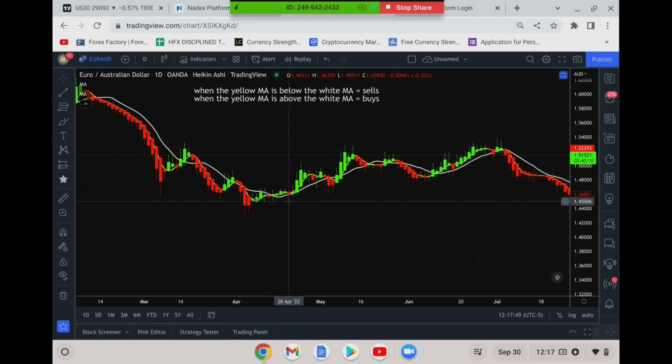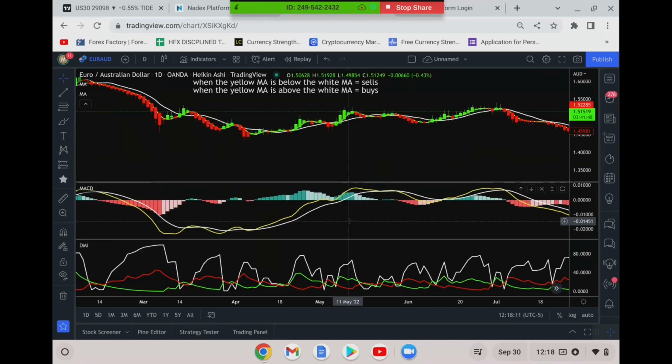Once I can get that flat bottom candle to close, that would be an entry signal for me to get into this trade for a buy. So now that we understand our entry signal for our two moving averages, let's take a look at our MACD.